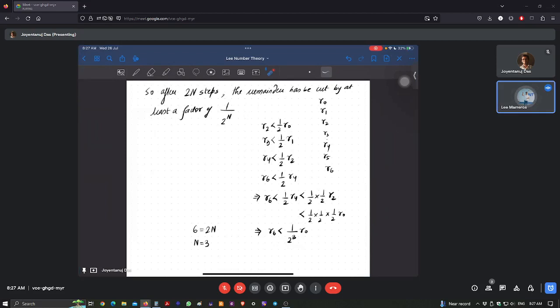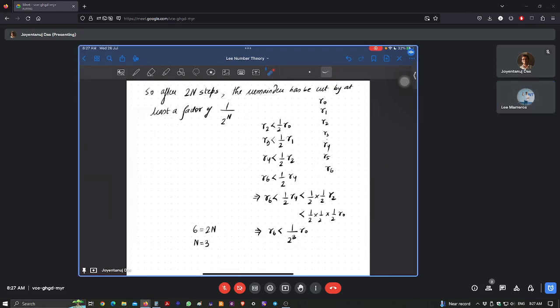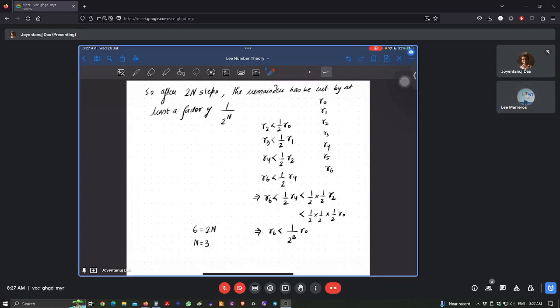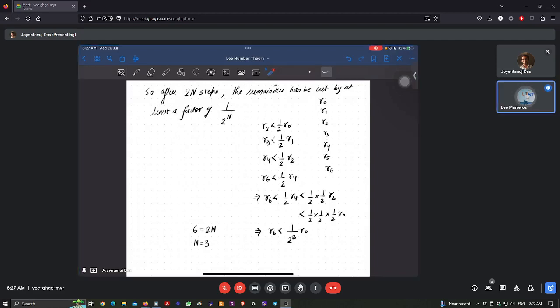Up to this part you understood, right? Yes, until now. I think it will take some time, so maybe we'll continue in the next class. From here we will find out how to get to the logarithm. Okay, thank you.